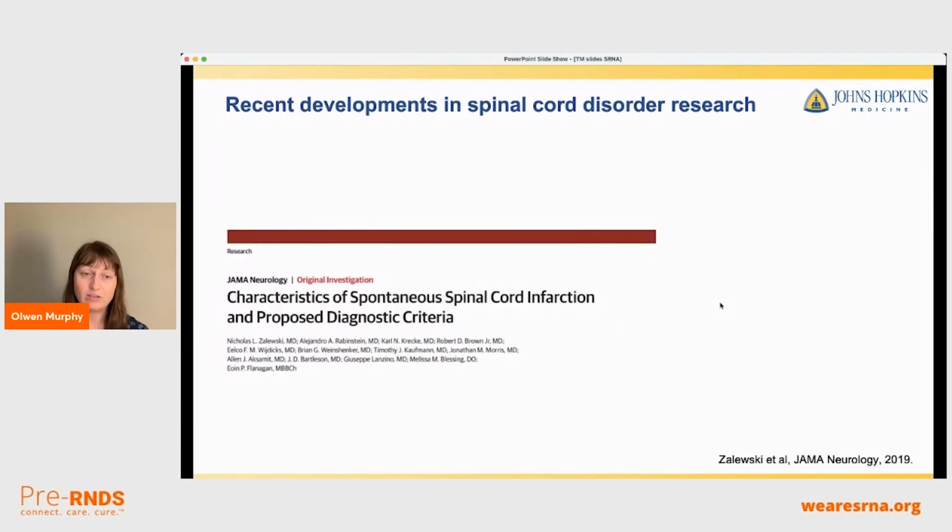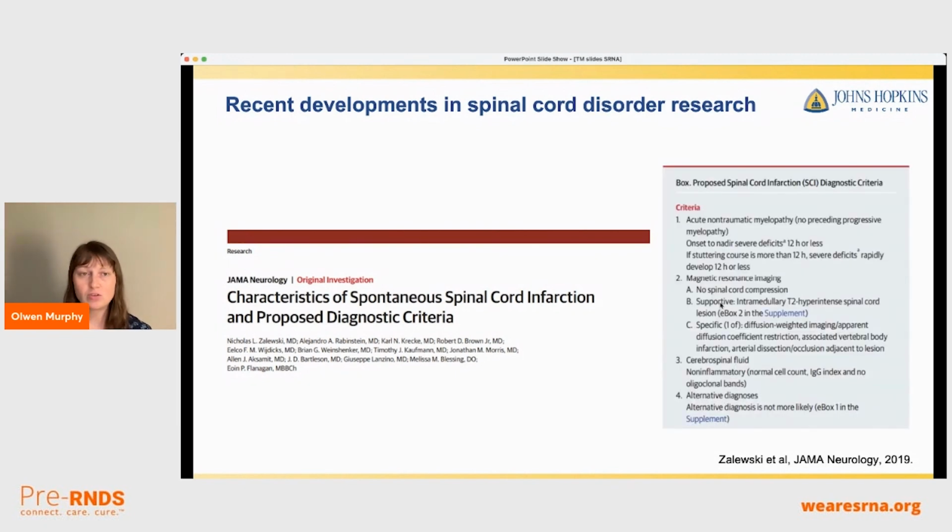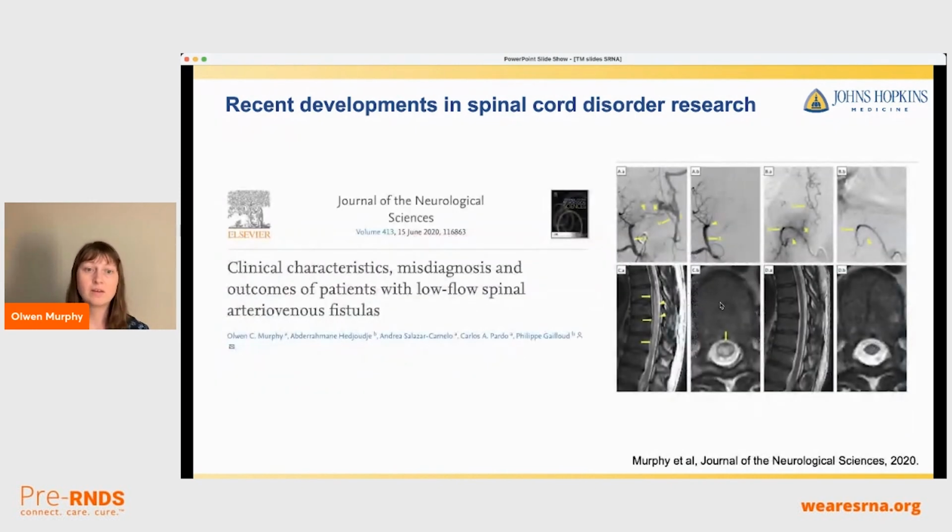And importantly, we need to differentiate the non-inflammatory disorders in order to separate people into better treatment approaches. That's really essential. And a few years ago, there was a suggested diagnostic criteria for spontaneous spinal cord infarction or spinal cord stroke, published by our colleagues in the Mayo Clinic, which was a really important development, and can certainly help the more rapid diagnosis of these kinds of disorders.